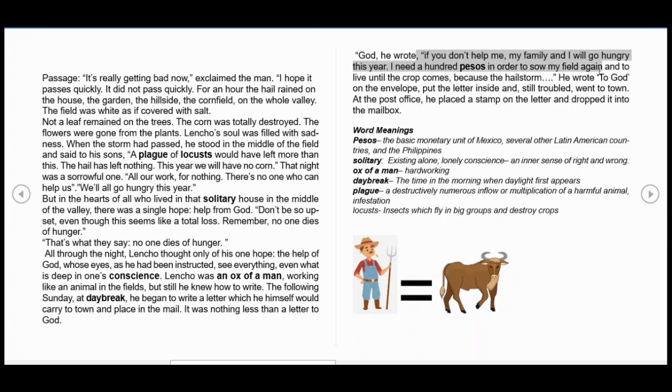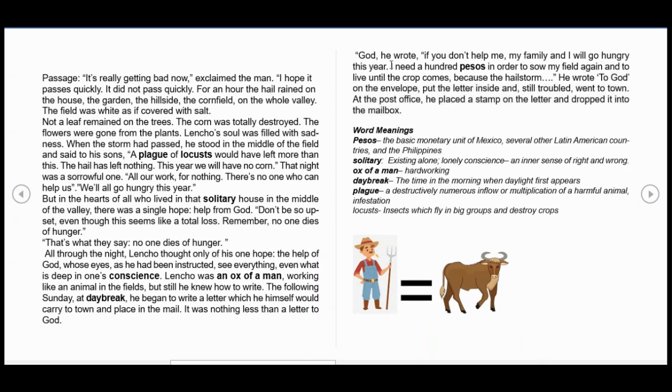If you don't help me, my family and I will go hungry this year. And he says, I need 100 pesos in order to sow my field again and to live until the crop comes. And finally, on the envelope he wrote, he did not know the address, so he just writes to God. He goes to the post office, places a stamp and drops it in the mailbox. Now, he has such immense faith in God. Somebody had once told him that nothing is hidden from God's eyes and God is always there to help you.